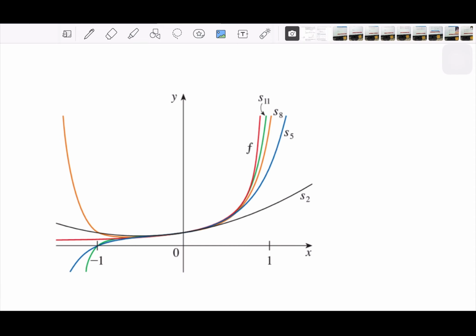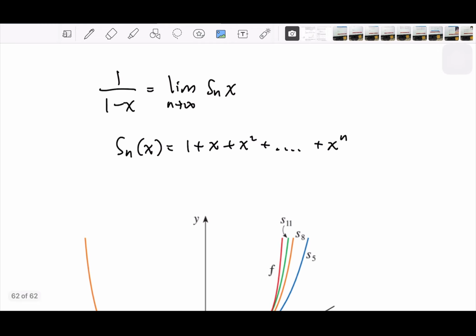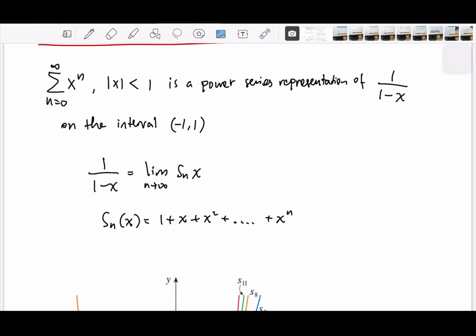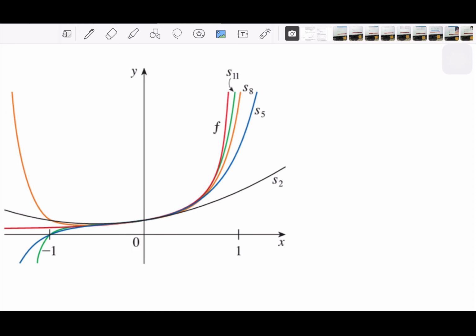So you'll see s2 means 1 plus x plus x squared. If we check here, it starts with n equals 0, right? So n equals 0 is just 1. If we start from s1, that means 1 plus x. If we start from s2, that means 1 plus x plus x squared. And then we can try to draw the graph. So when we draw the graph, this is s2.